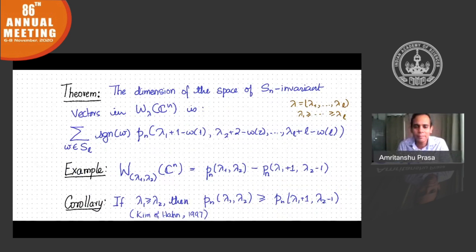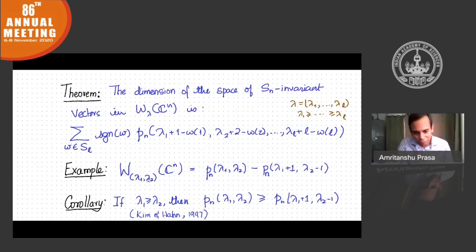So in the restriction problem, the dimension of the space of Sn invariant vectors in a Weyl module is given by an alternating sum of these vector partition functions. So for example, if you take a Weyl module corresponding to a partition with just two parts, W lambda 1 lambda 2, then it's given by a difference of two. These are just partitions of a vector with two coordinates, lambda 1 comma lambda 2, minus lambda 1 plus 1 comma lambda 2 minus 1. So you increase one of the coordinates by 1 and decrease the other coordinate by 1. And here, lambda 1 is greater than or equal to lambda 2. That's the convention for writing partitions.